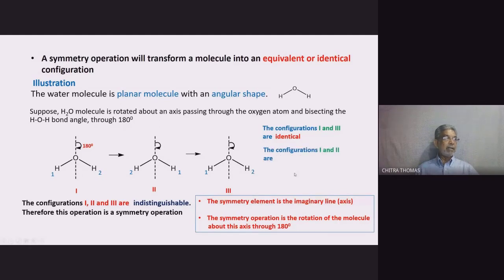On the other hand, you compare these two. 1 here, 2 here. They are indistinguishable, of course, but they are not identical, they are equivalent. Likewise, 2 and 3 are also equivalent. So, I want you to appreciate the difference between the equivalent configuration and identical configuration, because these concepts are going to be used extensively in explaining several difficult concepts.